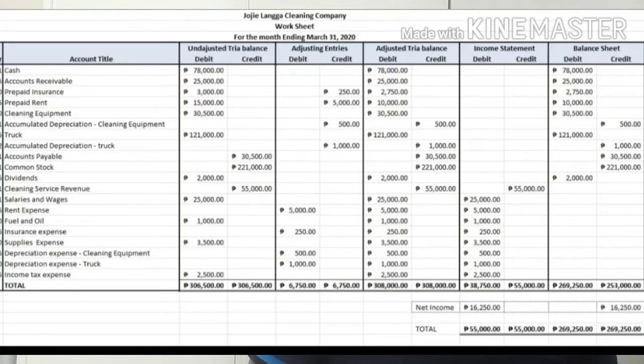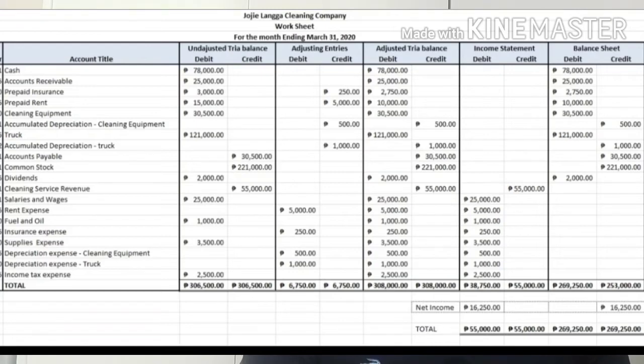And also we have another column here in the worksheet called balance sheet. The balance sheet is a financial statement that includes the asset, liabilities, and stockholders' equity accounts. So to summarize, all the revenue and expense will go to the income statement, but the cash, asset, liabilities, and stockholders' equity accounts will go to the balance sheet. So we will copy the amounts of the asset, liability, and stockholders' equity from the adjusted trial balance.